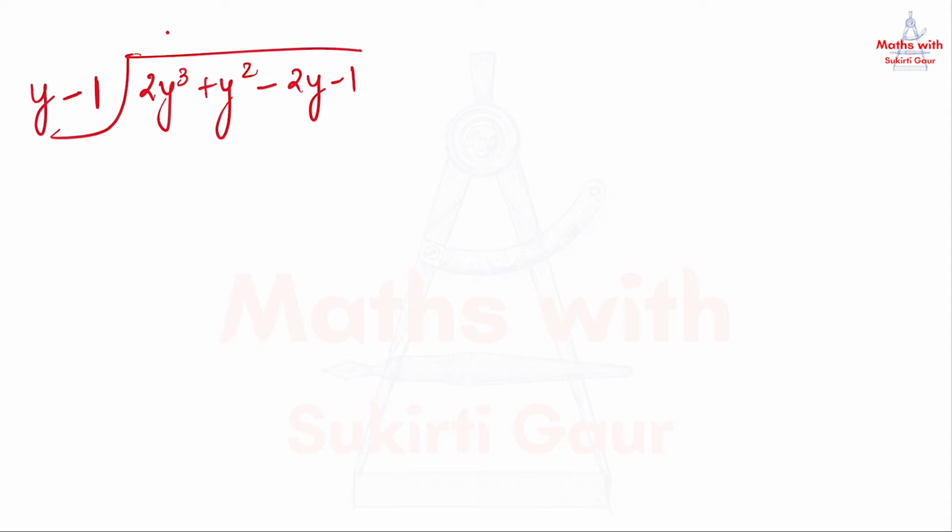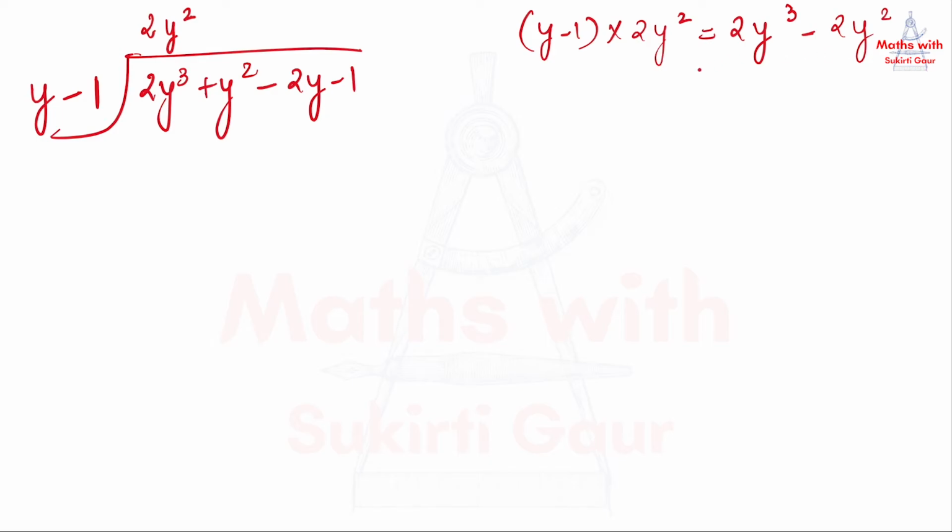So we want 2y cube at the first place, so we are going to place 2y square here, such that y minus 1 into 2y square is going to give us 2y cube minus 2y square. What we are getting at the second place, we don't care, but we want the first term first. Here the 2y cube condition is fulfilled. Sign changes, so here we get cancelled out, and here we have plus y square plus 2y square.